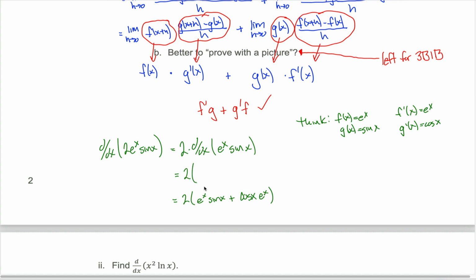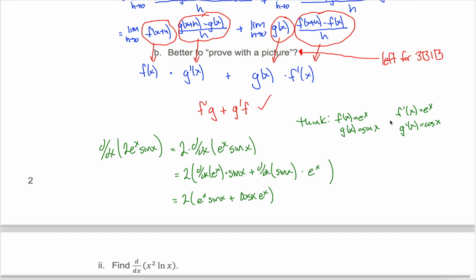I still have my 2, and then I'm going to open up some big parentheses. I'm taking the derivative of something times something. The way I do that is I take the derivative of the first thing, so the derivative of e to the x, and then I multiply that by the second thing, the sine of x. But then I'm not done. I have to add to that the derivative of the second thing, the derivative of sine of x, multiplied by the first thing, the e to the x.